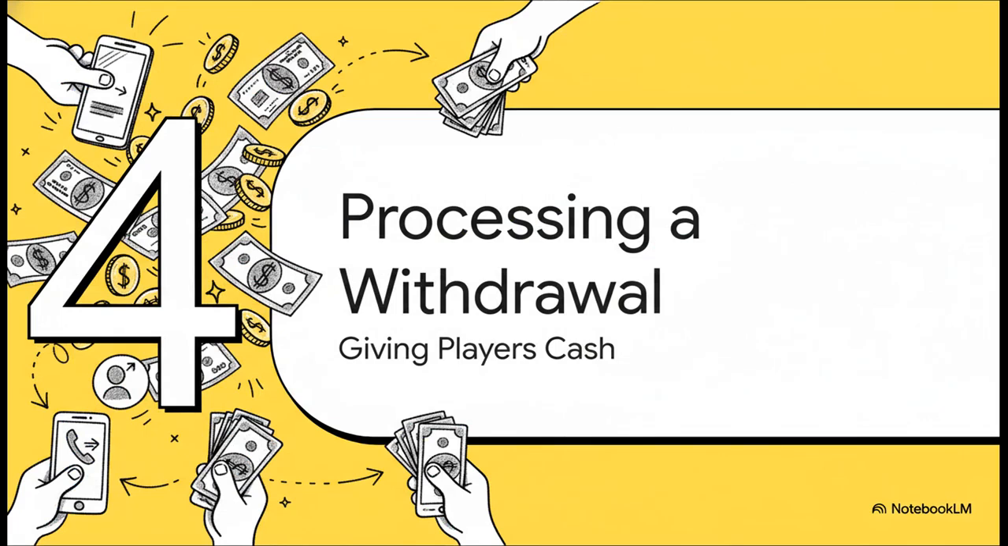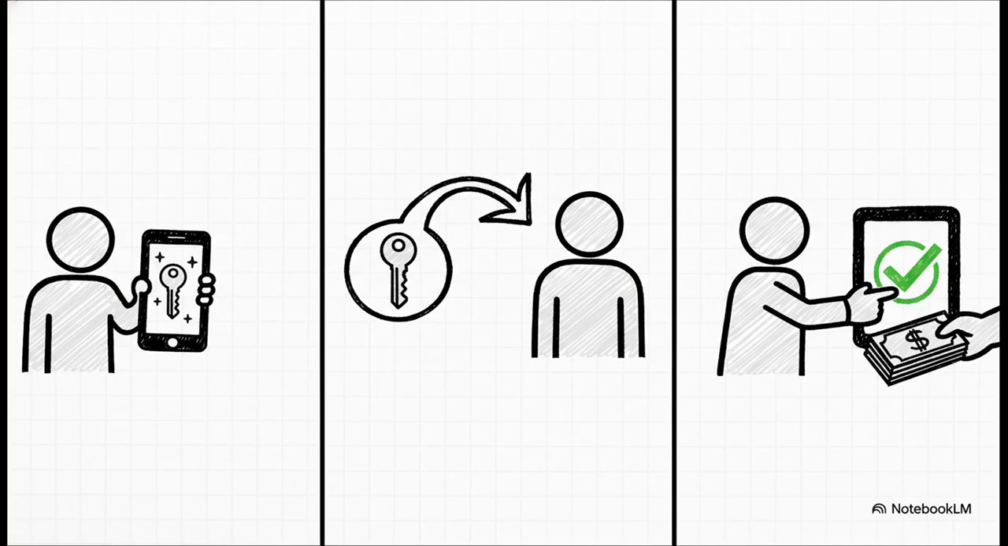All right, so we've handled deposits. Now let's look at the other side of the coin. Processing a withdrawal when a player wants to cash out. It's just as easy, but the process starts a little differently. So for withdrawals, there's a neat security feature. The player actually kicks things off on their own account, and they'll get a unique code. All they have to do is give that code to you. You'll then go to the Withdraw Funds section in your app, punch in that code, and that's it. The payout is authorized and complete.